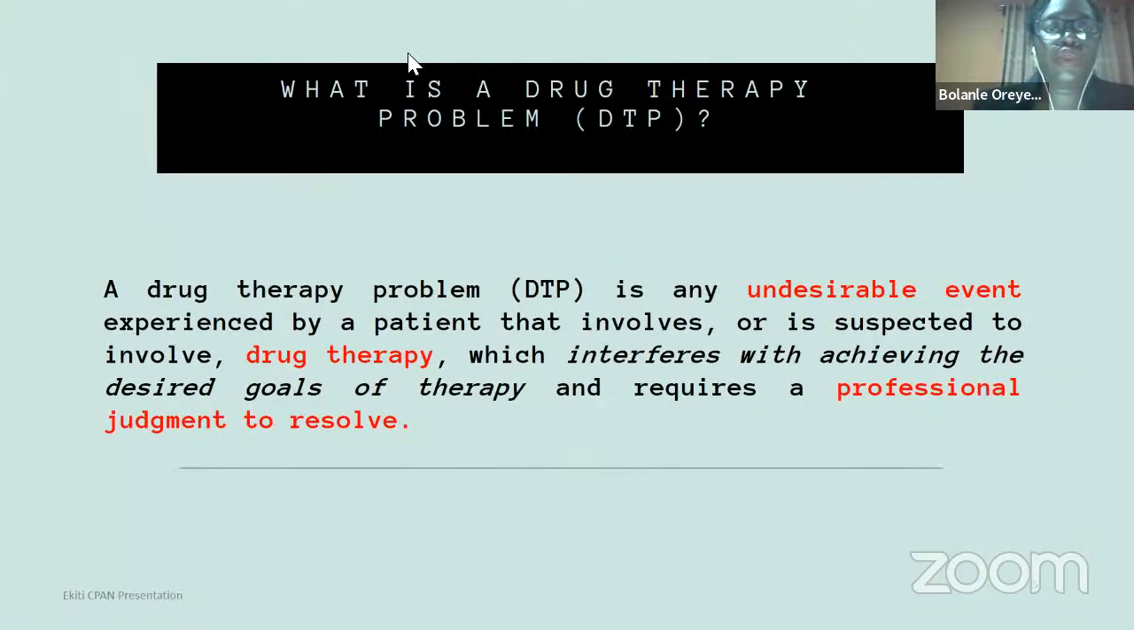What is a drug therapy problem? This is any undesirable event experienced by a patient that involves or is suspected to involve drug therapy. This interferes with achieving the desired goals of therapy and requires a professional judgment to resolve. Would you agree with me that the essence of using any medication is for the patient to feel better? That is our therapeutic outcome. However, the use of drugs can also lead to other effects that are undesirable, that were not planned. And this will interfere with our desire, which is to achieve the therapeutic goal.